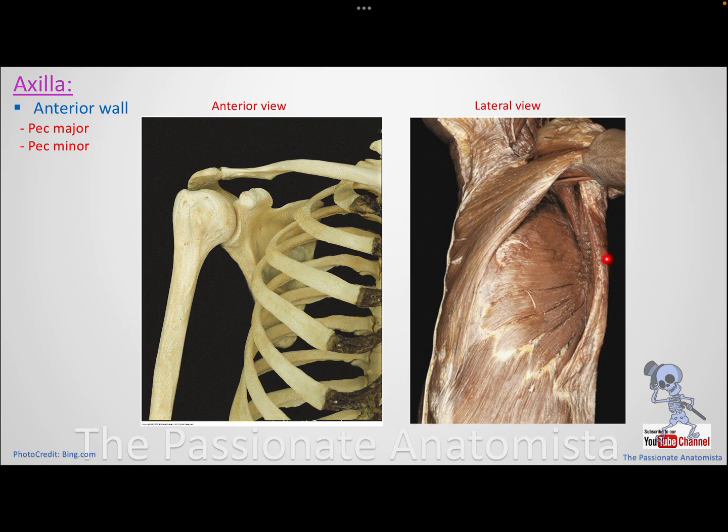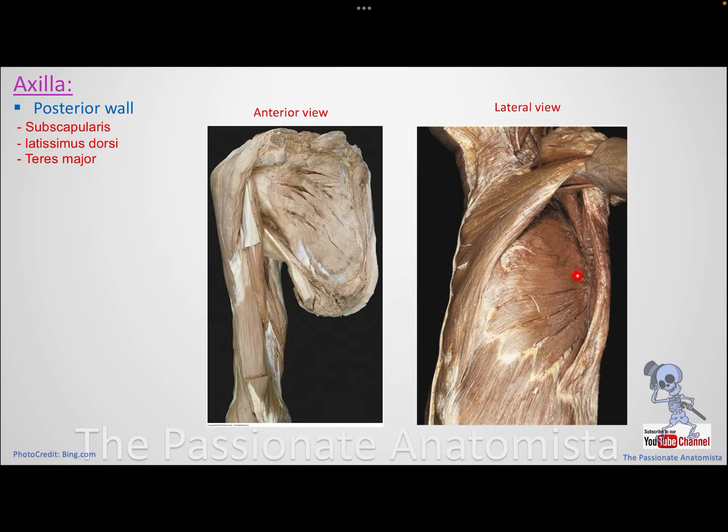So what are the muscles in the posterior wall? It's going to be basically your latissimus dorsi, teres major, and then also the subscapularis. Subscapularis is definitely part, because these are the three things: latissimus dorsi, teres major, and subscapularis. So this is going to be the posterior wall. Just keep this picture in your mind, and with that you will know all the walls very easily.